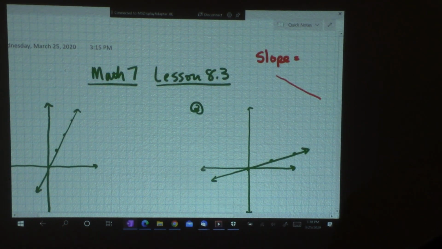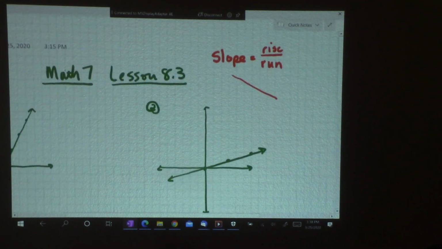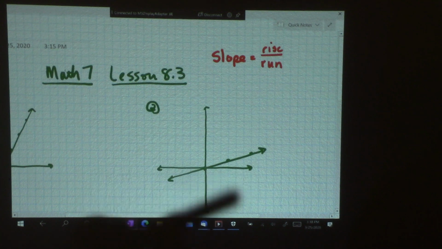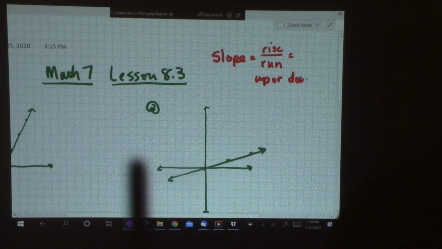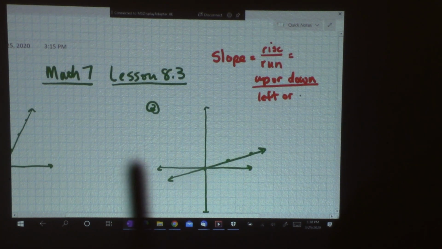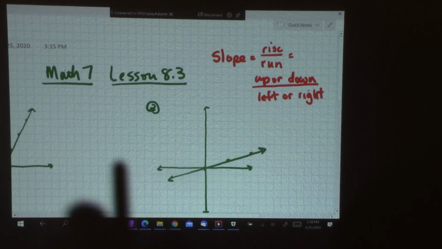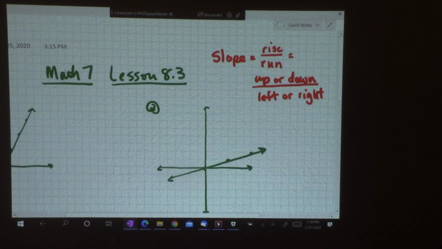Now in math, we have a very specific definition for that. And what we're going to learn in Math 7 is rise over run. So go ahead and write that down in the corner of your worksheet. And what that refers to is, if you can write underneath it, the amount up or down over the amount left or right. The distance up or down over the distance left or right.